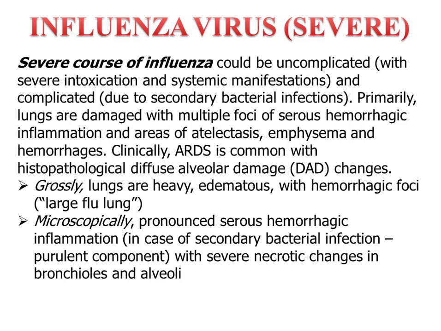So primarily, lungs are damaged with multiple foci of serous hemorrhagic inflammation and areas of atelectasis, emphysema, and hemorrhages. Clinically, acute respiratory distress syndrome is common with histopathological diffuse alveolar damage changes. Grossly, lungs are heavy, edematous with hemorrhagic foci, and such lungs are known as large flu mottled lungs. Microscopically, this is the pronounced serous hemorrhagic inflammation, or in case of secondary bacterial infection, as I told you before, there's a purulent component with severe necrotic changes in bronchioles and the alveoli.